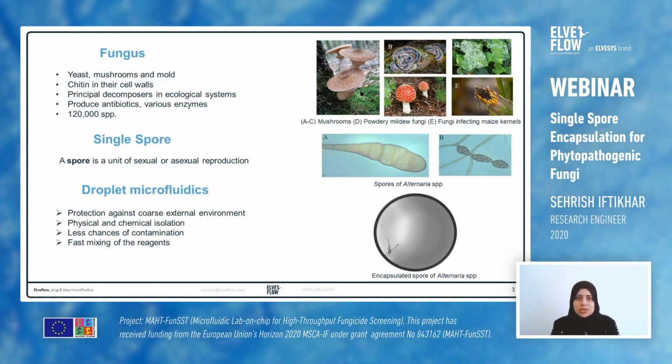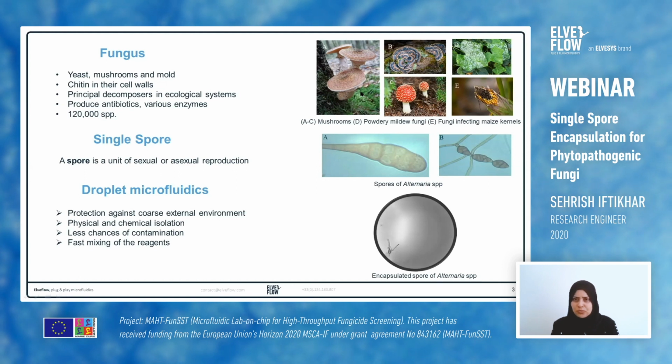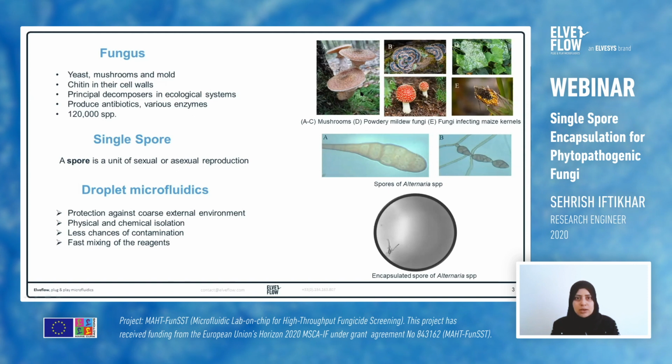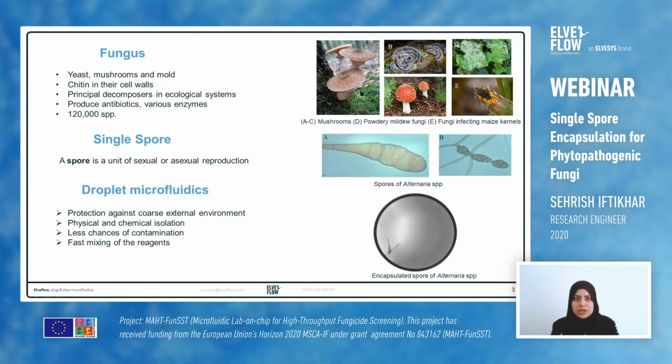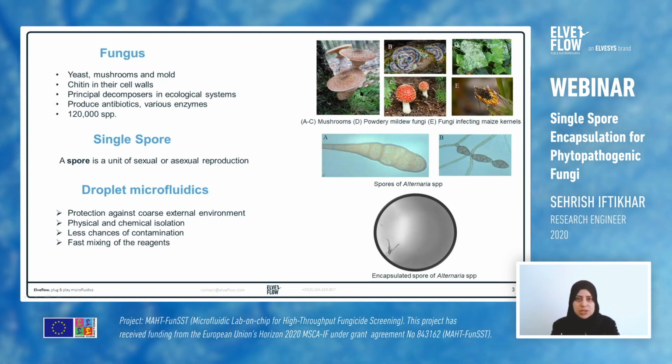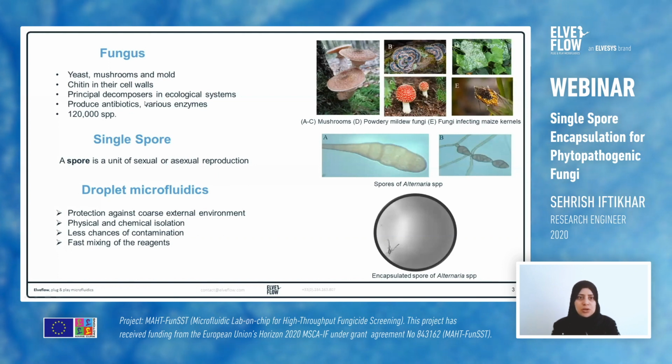animals. In the ecological system, they have a very major role because they decompose the dead material and they secrete different digestive enzymes, and after digestion they absorb the dissolved materials. Aside from that, they also produce various antibiotics and enzymes which are of industrial importance. An example is, for example, the yeast. And according to an estimate, there are 2.2 to 3.8 million species of fungi, of which 120,000 species are known.